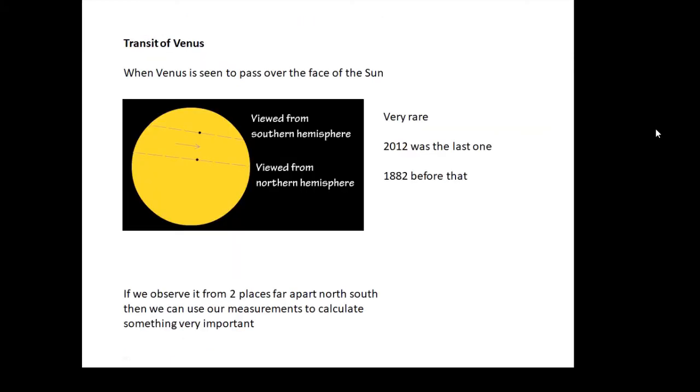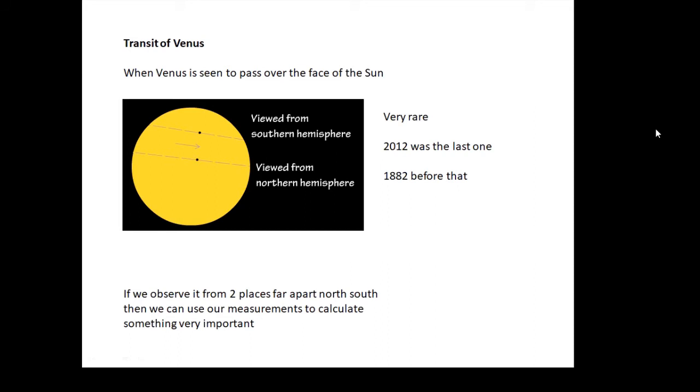The way that it was done was to use something called a transit of Venus. A transit of Venus is when Venus is seen to pass over the face of the Sun. These are very rare, more than 100 years between them. There was one in 2012, which I was lucky enough to see. The one before that was 1882. So they are very rare.